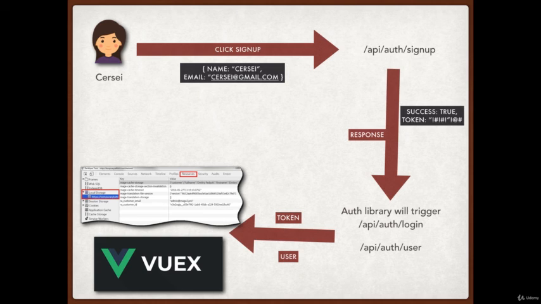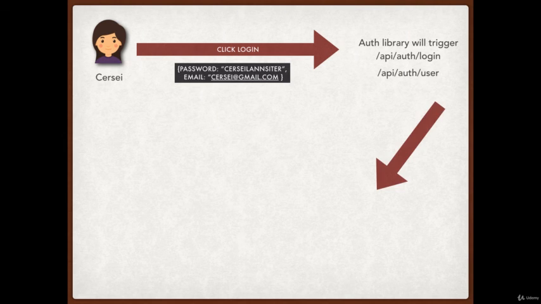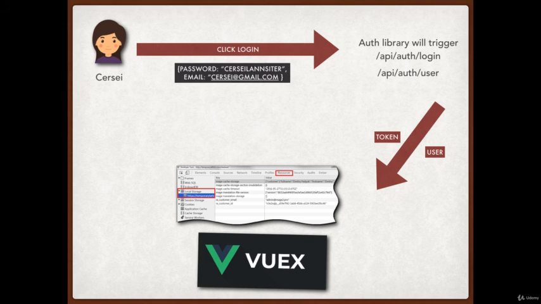That's it. But how about login later on when we actually really log in? It is similar to this, except we don't have to make the Axios call to sign up. We don't have to sign up the user. This is how the login works. User logs in, enters email and password, and then it will trigger the API of login, using the Auth library, as well as it will trigger API of user after that, and then it will store the token and the user's object in local storage and Vuex. That's it. It is very simple.